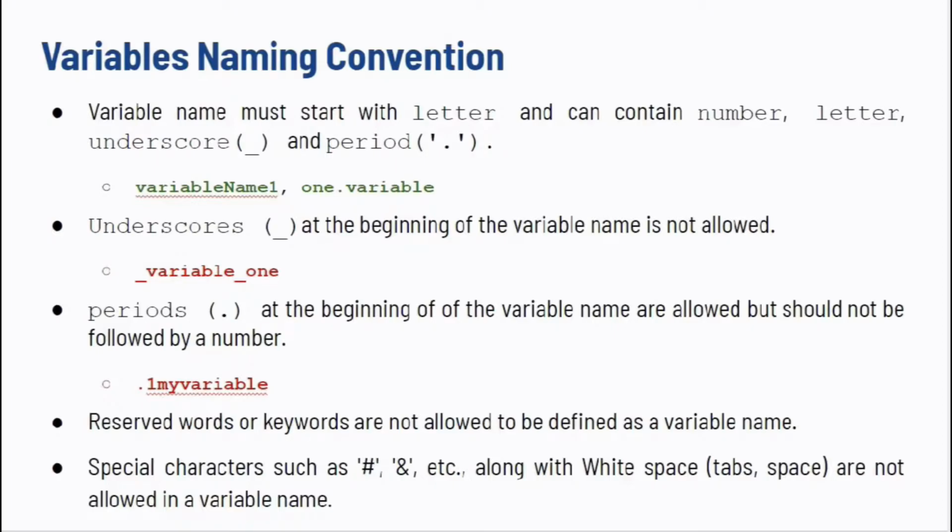In R, a variable can start with a dot, which is also known as period. But this variable name should not be followed by a number. As can be seen here, we have .1myvariable, which is an invalid variable name in R. Reserved words or keywords are not allowed to be defined as a variable name in R. Special characters such as hash and etc., along with white space like tabs, space, are not allowed in a variable name.